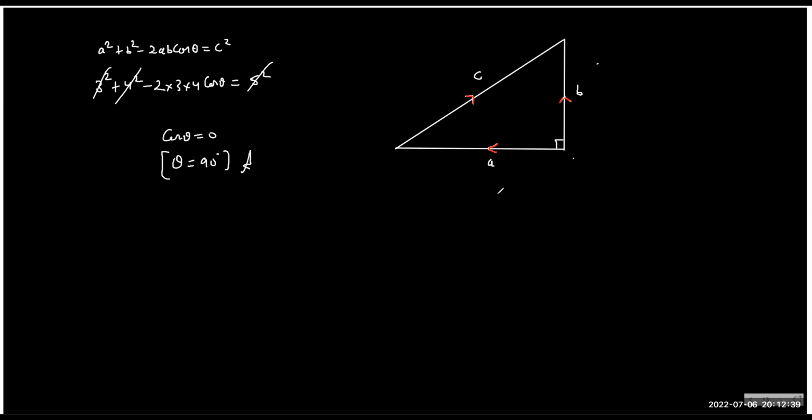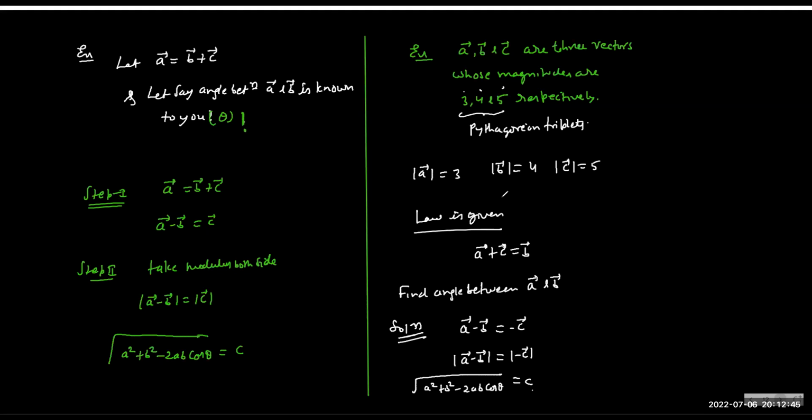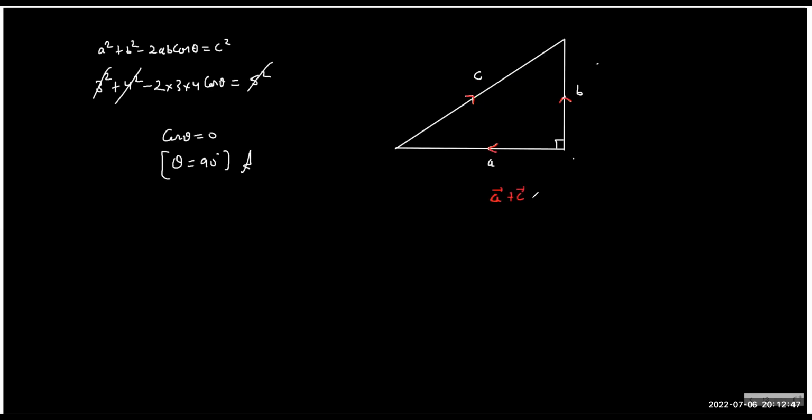What is my law? My law was A plus C equals B, correct? So A plus C equals B. I'm done. You can see A plus C is B. The order is the same, and this is the reverse order. The tail of the first to the tip of the second. So we are getting this answer. A plus C becomes B, and this is the law. You can clearly see what is the angle between A and B. This is tail to tail already, and the answer is 90.